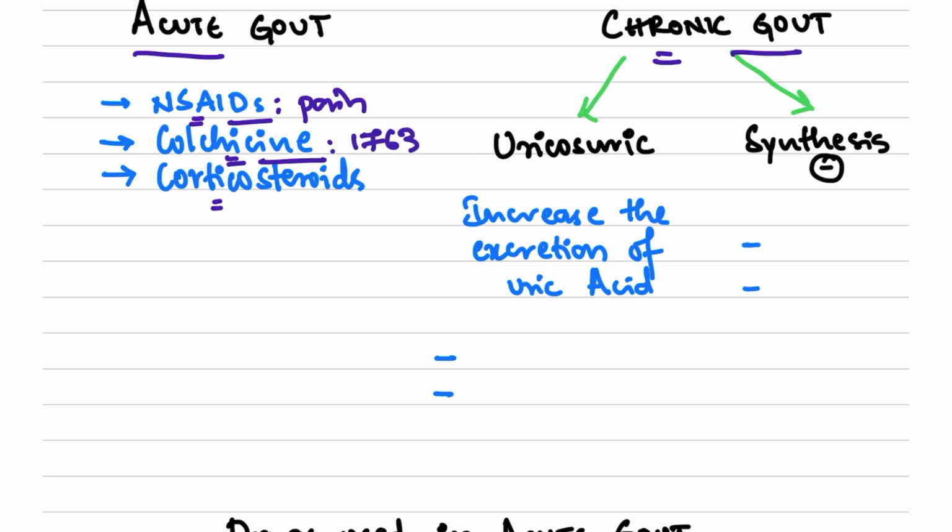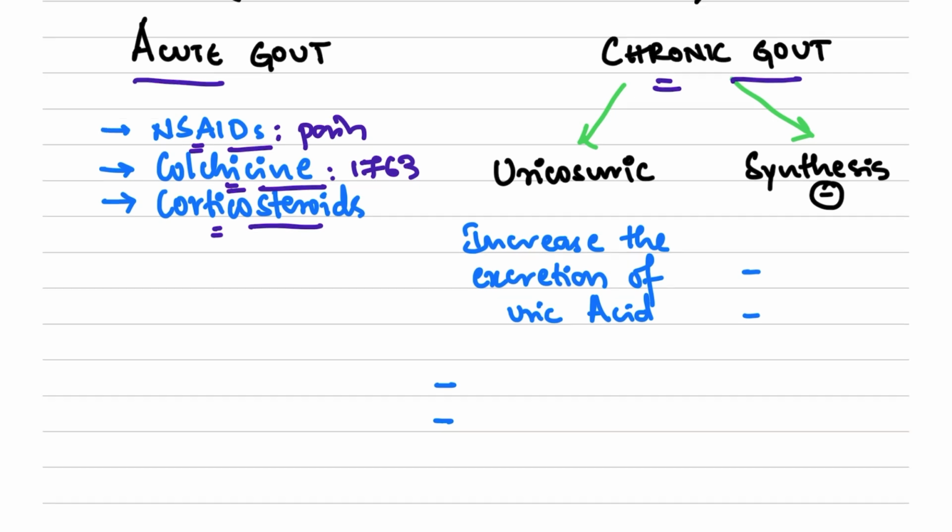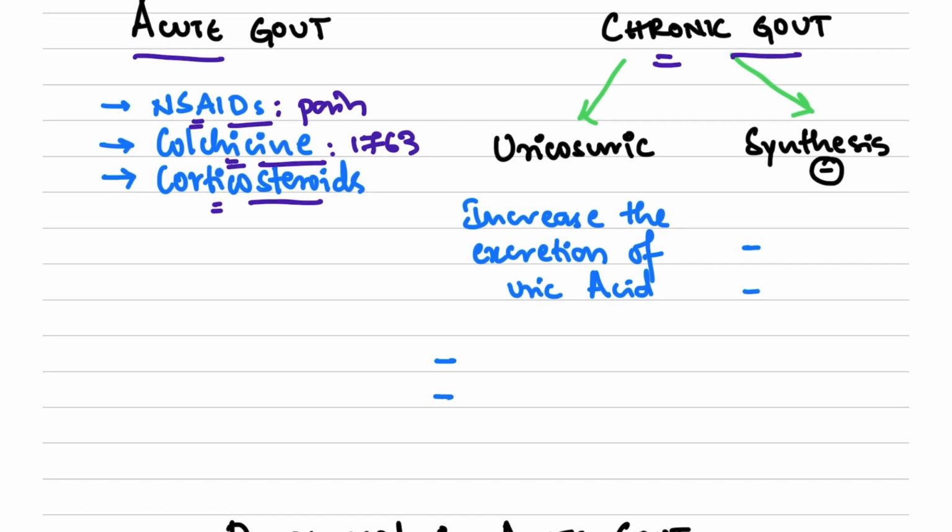And we also have corticosteroids for the acute gout. And what about the chronic gout? Chronic gout, we have two groups of drugs. One is called uricosuric, and the other one is called synthesis inhibitors. Uricosuric drugs help in increased excretion of uric acid through the kidney, and synthesis inhibitors are those drugs which will help in prevention of synthesis of uric acid from the xanthine or hypoxanthine.